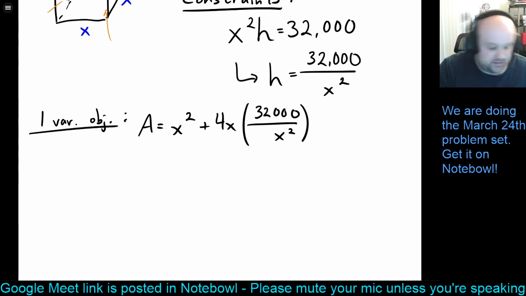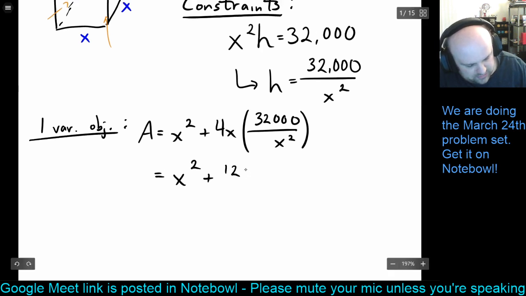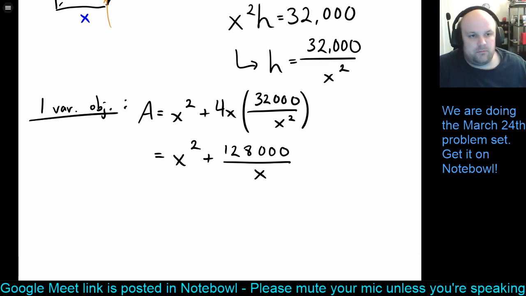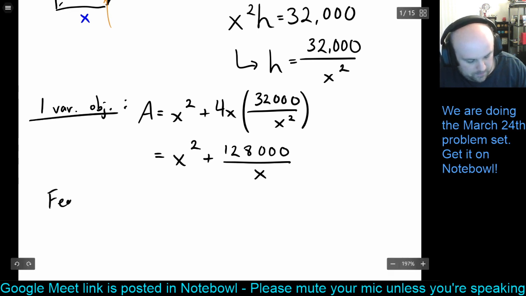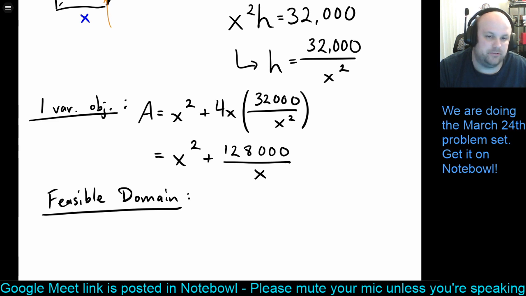Okay, so let's go ahead and multiply this out a little more, since we're going to have to work with the derivative of it. Let's see, 4 times this is 128,000 over x, right? And now we have to figure out, well, what kind of feasible domain is there? What range of x values can we use here?